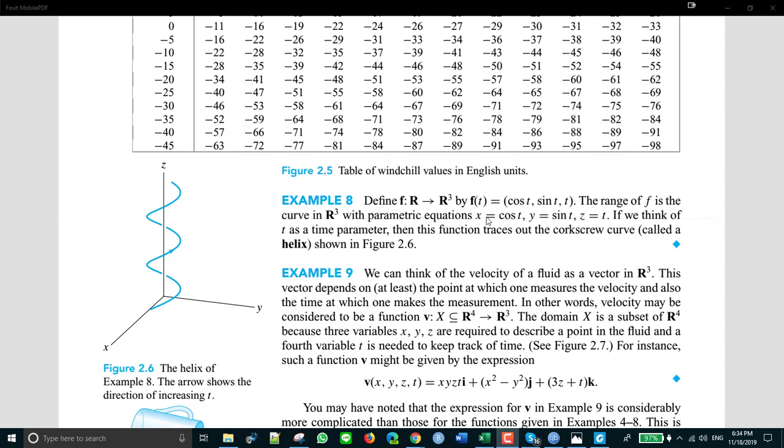But here we have a third variable, so we're talking about not just the plane, but 3 space. The third variable is just t. So that means as t increases, the height of this output increases. So we're going around in a circle, but we're also moving up. So we get this corkscrew or helix. Okay, the next example, we can think of the velocity of a fluid as a vector in R3.